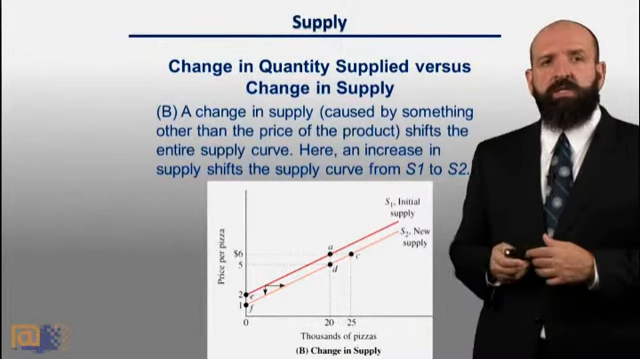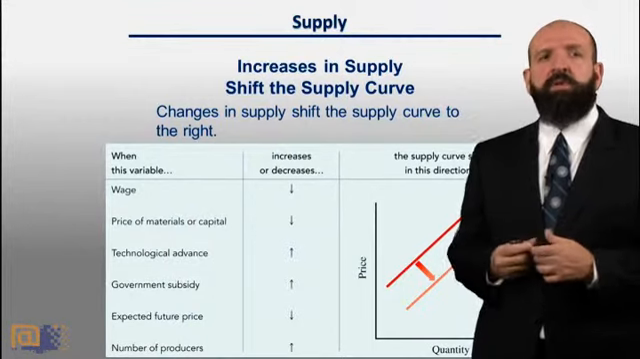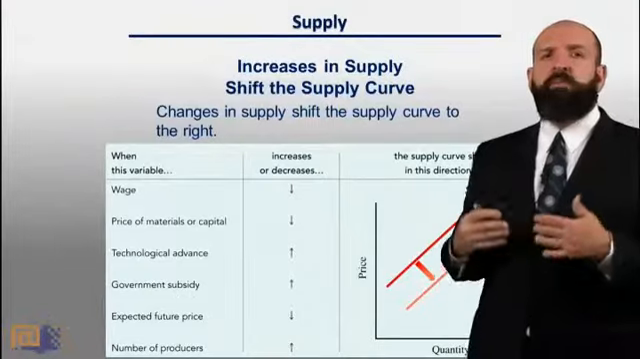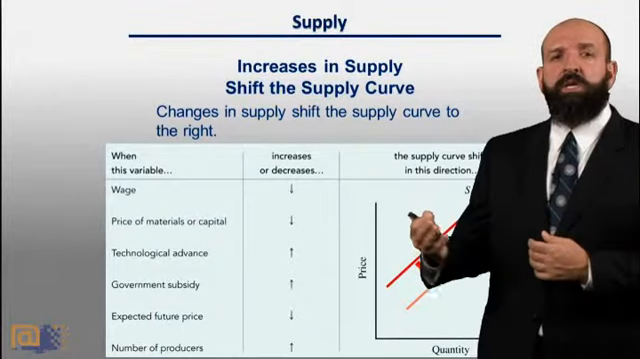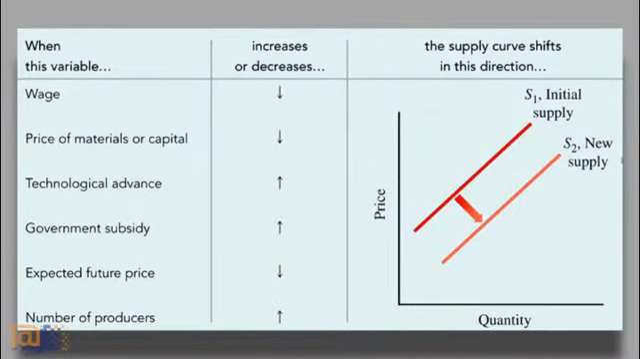What would cause an increase in supply? Well, there are many different things. For example, if the wages decreased, then the supply will shift to the right. If wages increased, the wages that had to be paid to the workers increased, that represents an increased cost to the business, so that will pull the supply curve inward. If the prices of material or capital increase, again, that represents an additional cost to the business, and that will pull the supply curve inward or shift it to the left.